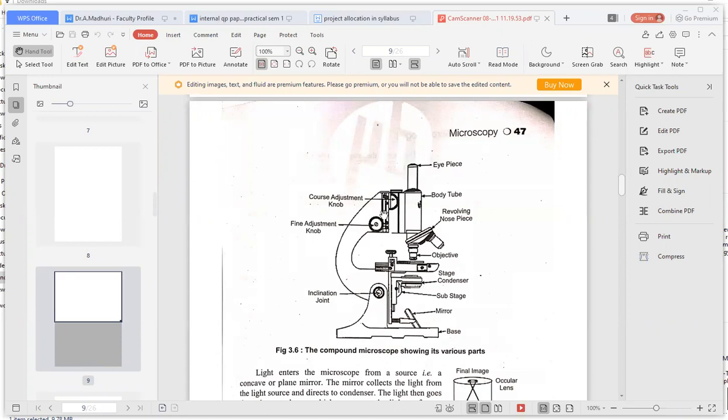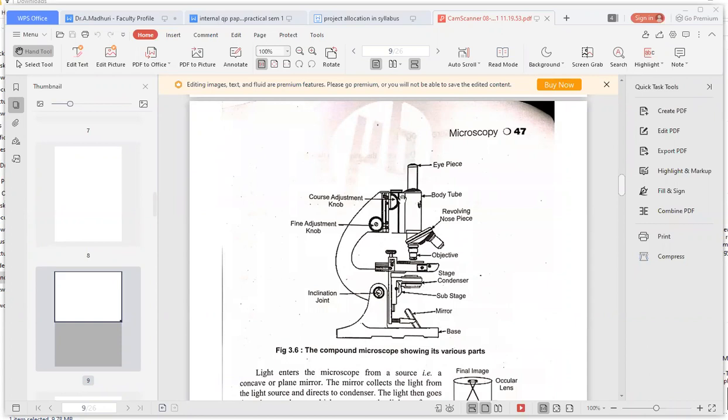And fine adjustment knob and coarse adjustment knob, you know very well. You have all used the microscope. Fine adjustment means, if you are moving this knob, what is moving here? This body tube will be moving. At what rate? Coarse adjustment means it will move fast. Fine adjustment means it will move very slowly.